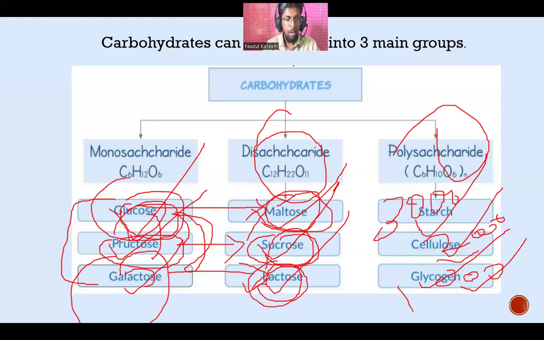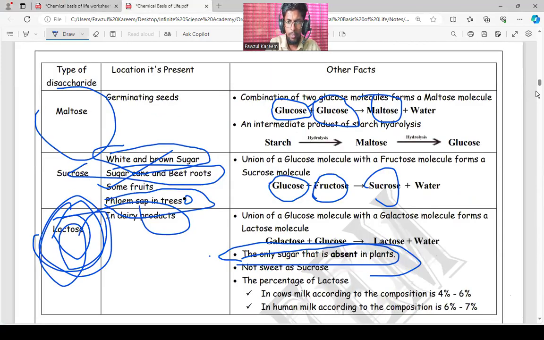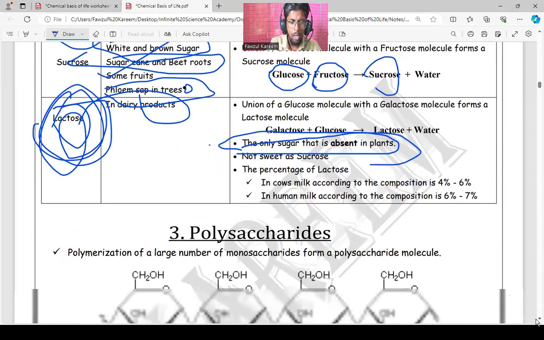Okay. Right. Now, sisters and brothers, can you say the answer for this one? What are polysaccharides? What is a polysaccharide and how is it formed? Can you say? I will place the notes, so read the notes and say.